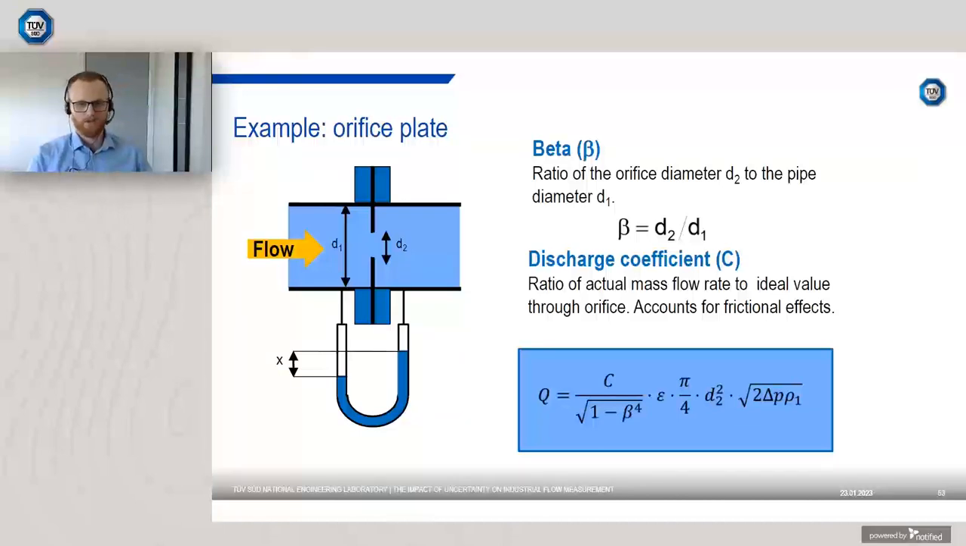Pi is just a constant. D2 is our orifice diameter. Delta P is the differential pressure measured via the U-tube manometer, shown in the diagram on the left-hand side, and rho 1 is our upstream density of the fluid, and this will be dependent on pressure and temperature. So our challenge here is to determine what the uncertainty is in the mass flow rate Q.